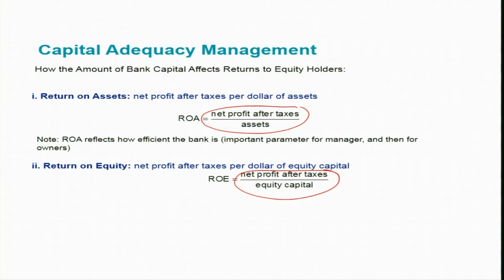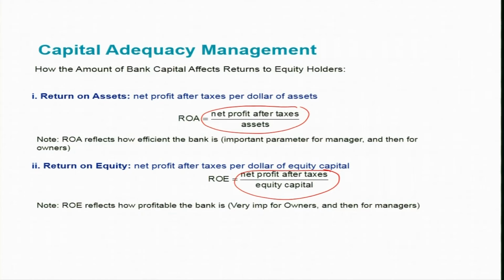This concept, return on equity, reflects how profitable the bank is, because in the previous concept we saw that ROA reflects how efficient the bank is, that is, the profit per unit of assets. Obviously this parameter is very important for the owners, the shareholders of the bank, and only then for the managers. The shareholders look at how much profit they get per unit of share they hold with the bank. The first one, ROA, is more important for the managers of the bank.